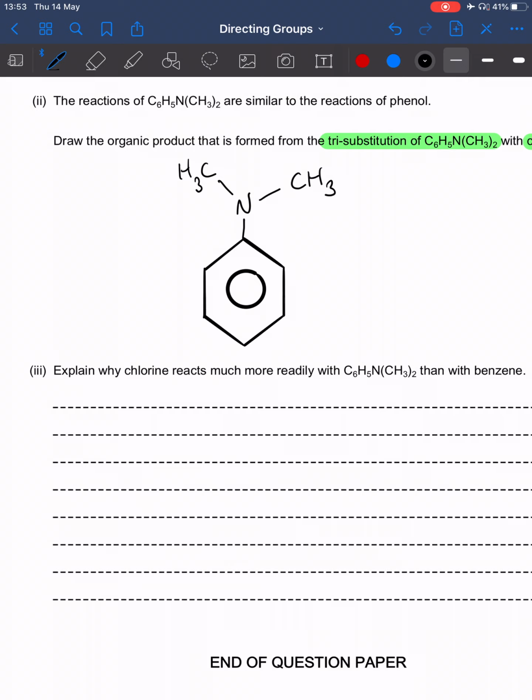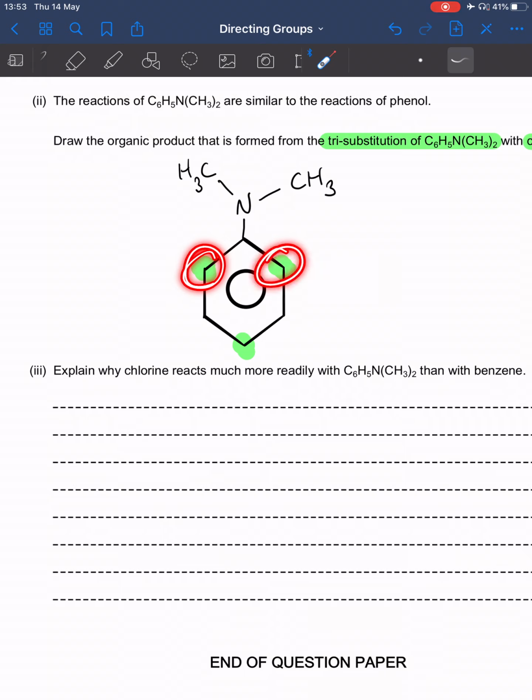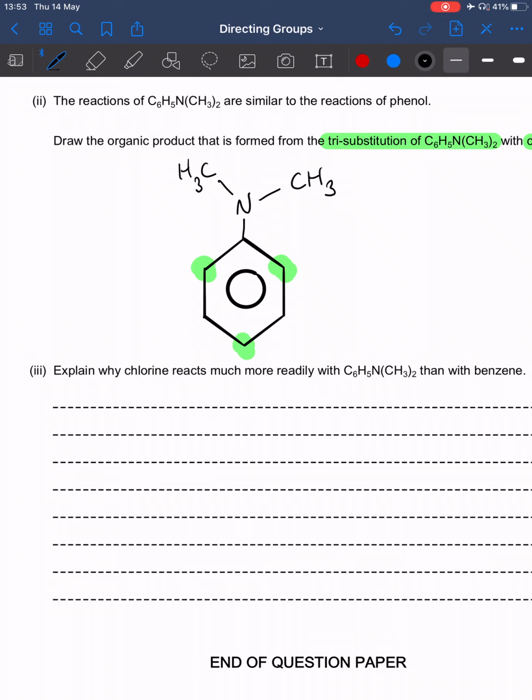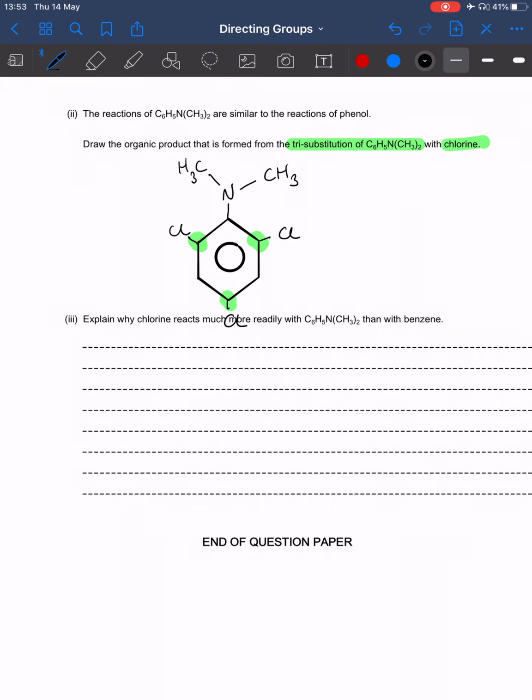So we're going to get substitution onto 1, 2, 3 different locations because these are both considered 2, 2, and 4. So let's substitute on Cl, Cl, Cl. Okay, and that is our 1 mark, nice and easy. Explain why chlorine reacts more readily with this compound than it does with benzene. Now, that's the interesting bit.